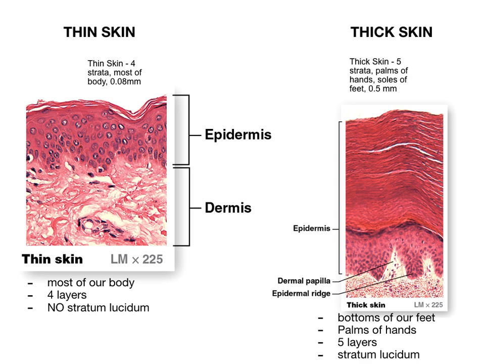In our thin skin, we do not have one layer, which is found in thick skin only. We do not have the stratum lucidum. That is the only layer not found in thin skin. So our thick skin consists of 5 layers because we have that stratum lucidum, and it is found mainly on the bottoms of our feet and the palms of our hands.